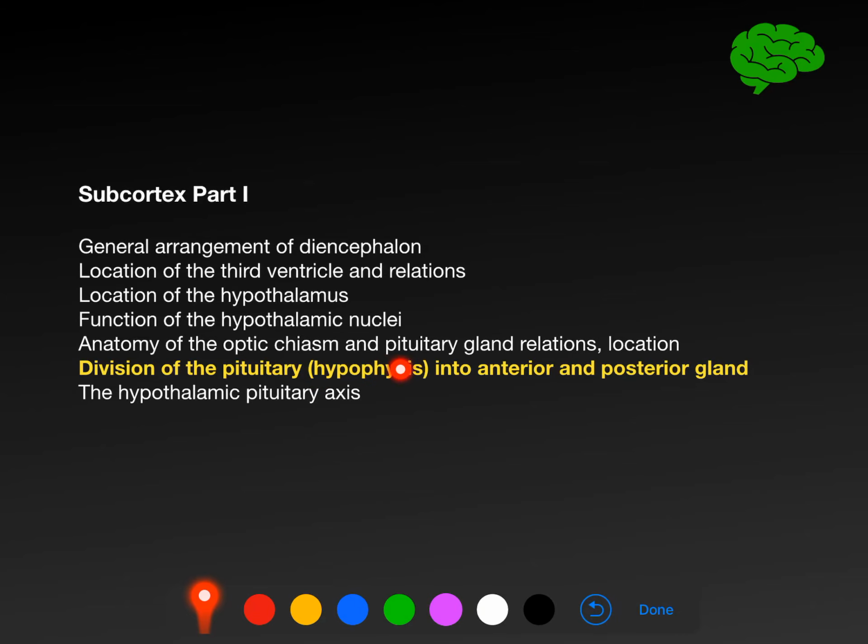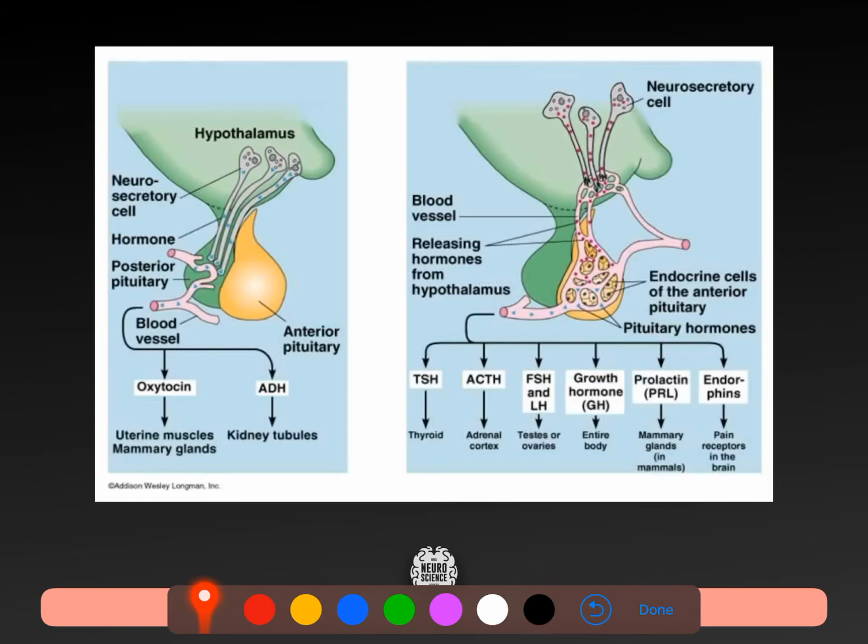So, the pituitary gland, or as it used to be called, the hypophysis, is divided anteriorly and posteriorly. Our anterior pituitary gland here in yellow and our posterior here in green. The posterior one receives all of its hormones, ADH and oxytocin, formed in the paraventricular and supraoptic nuclei. They travel down the stalk and are secreted into the blood here. Oxytocin goes to various structures, and ADH mostly goes to the kidney tubules, particularly the more distal structures.